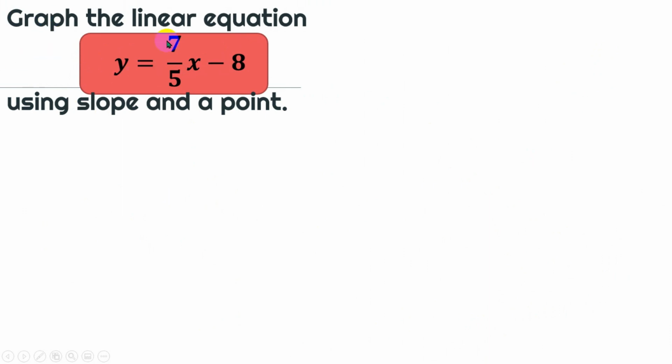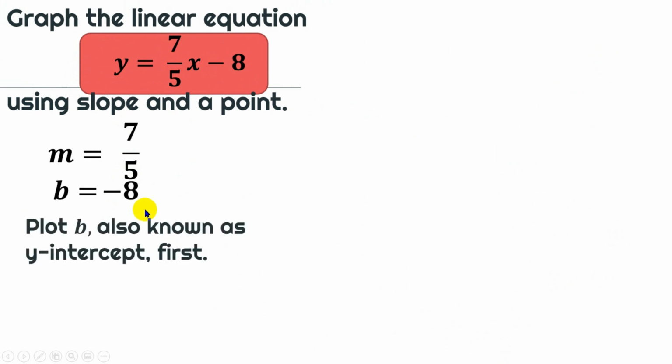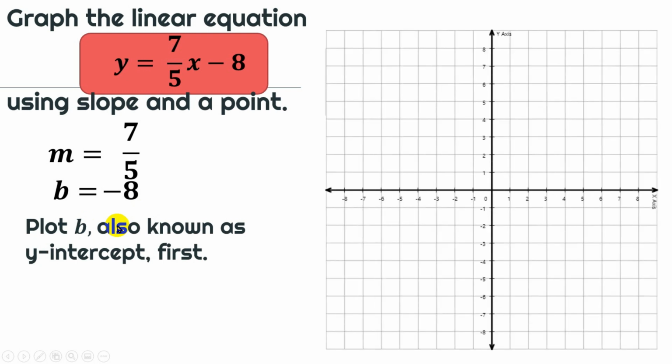We have here y = 7/5x - 8. And again, let's identify the slope and the y-intercept. We have 7/5 na slope, and then our y-intercept is negative 8. So, ang una nating ipa-plot ay alin ulit yung ating y-intercept, and that is negative 8. Nasaan po yung negative 8? Nandito po siya sa pinakababa. That will be our first point, or point A.